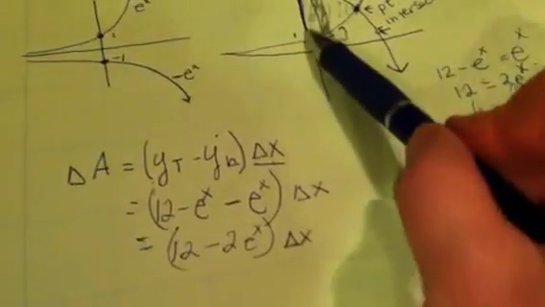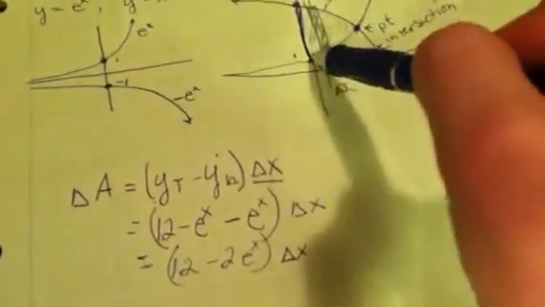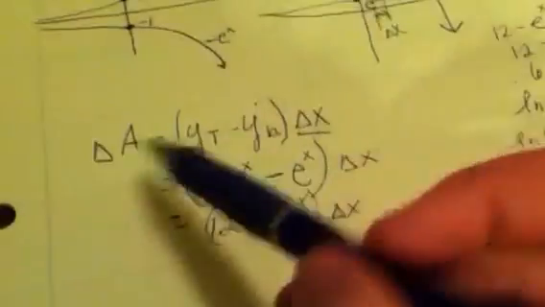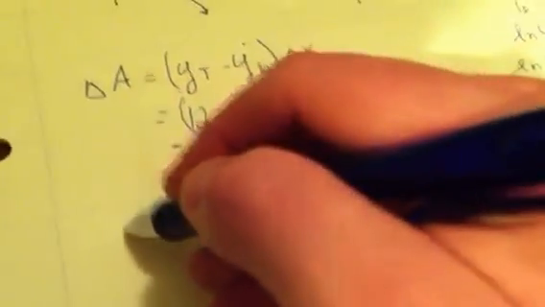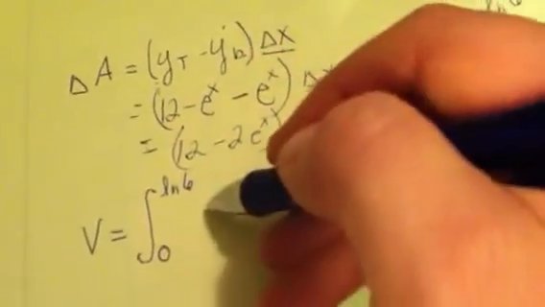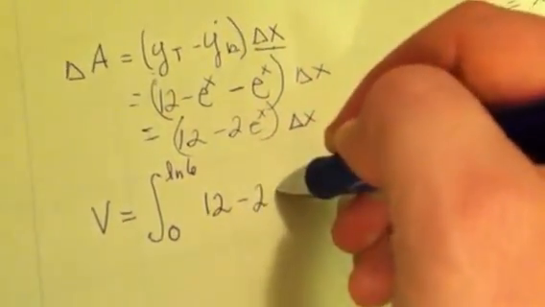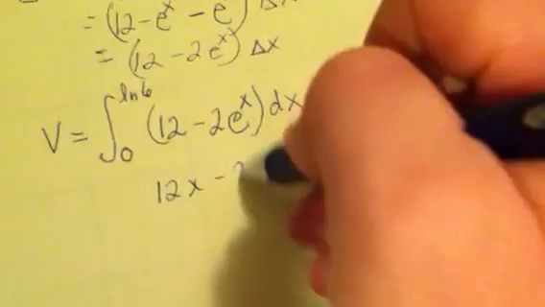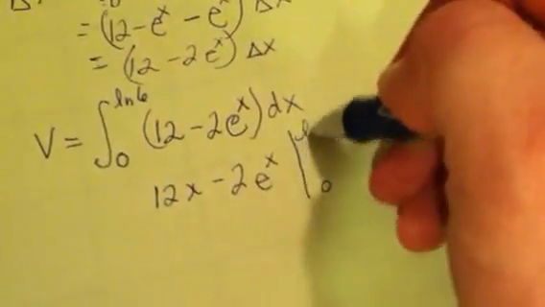Now, as we let delta x go towards 0 to make these infinitesimally small widths, we would be adding up an infinite number of these rectangles. And by adding up an infinite number of rectangles, what we get is an integral. Since the boundary starts at x equals 0 and goes to x equals ln of 6, our bounds of integration are going to go from 0 to ln of 6. And we'll be adding up those small areas. This is one of our basic antiderivatives. We get 12x minus 2e to the x, and we'd evaluate that from 0 to the ln of 6.